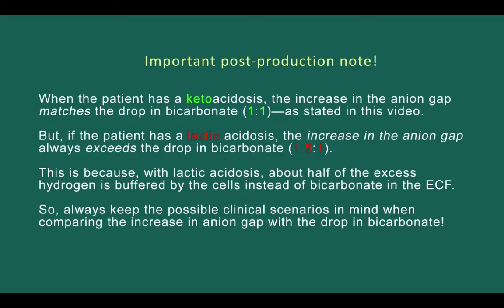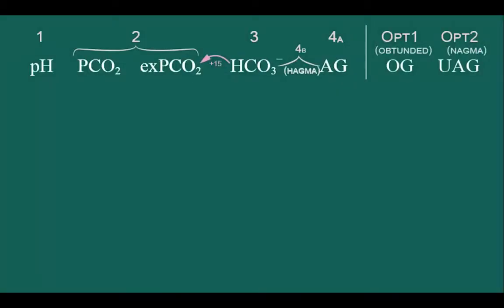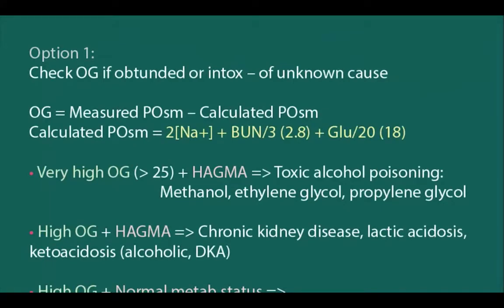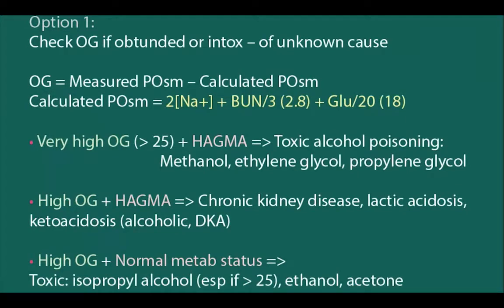Now, there are 2 options that you need to do sometimes. We'll call it option 1 and option 2. The first one is, if the patient is obtunded or intoxicated and you don't know why, you do an osmolar gap. You're familiar with this. High osmolar gap metabolic acidosis means that it's probably a toxic alcohol, especially if the osmolar gap is greater than 25. That's methanol, ethylene glycol, or propylene glycol.